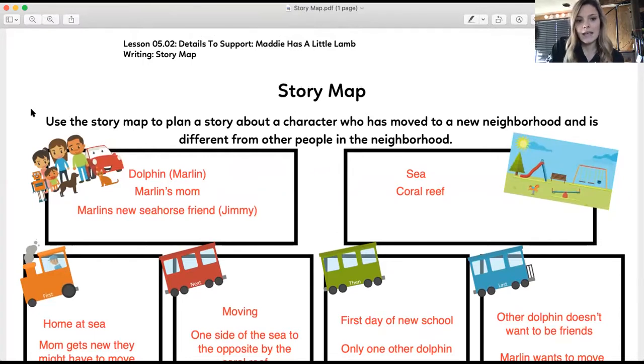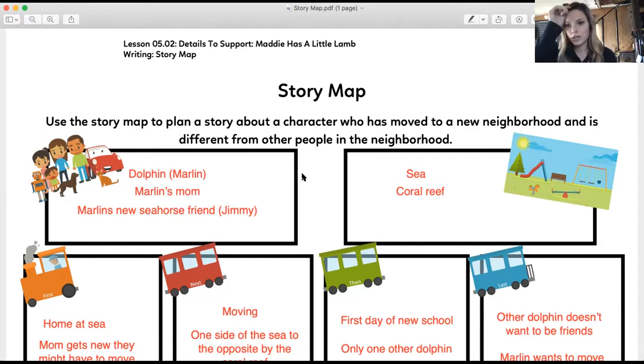So in this first box, you are going to include the characters that will be in your story. You can have as many characters as you want. If you simply want to have just the character moving to the new neighborhood, that is perfect. But you will add that character to this box. So maybe what the character is or their name.